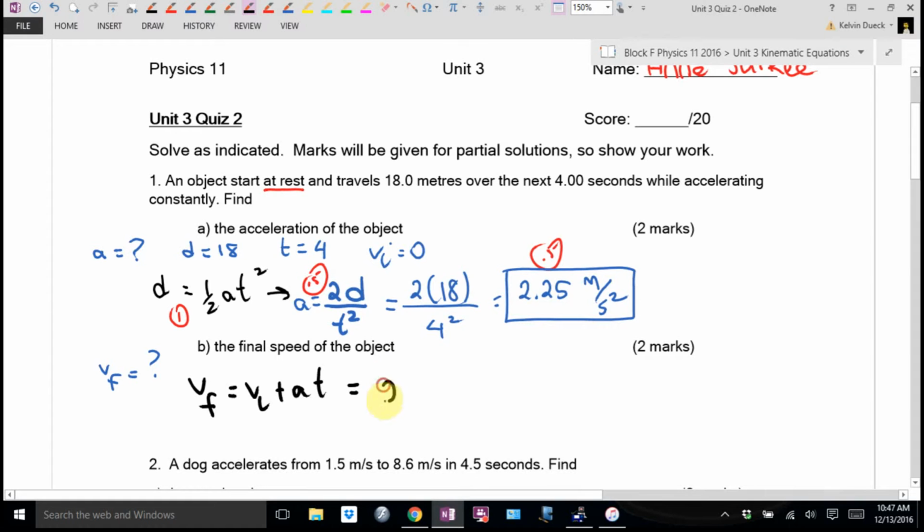So I'm going to go 0 plus A, 2.25, T, 4. In fact, I think I can do that in my head. The answer is going to be 9.00. If you just wrote 9, that's fine. Meters per second. Is 9 right?